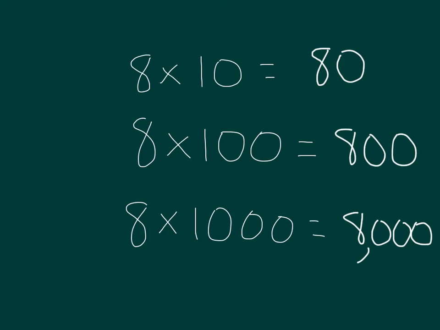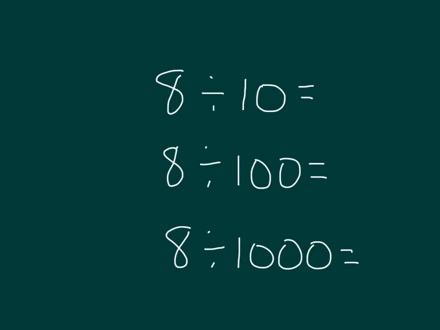Notice the pattern that we have here. When we're multiplying a whole number by 10, we're just adding 1 zero. Whole number by 100, we have 2 zeros as placeholders so that the 8 can be in the hundreds place, and similarly for the thousands.